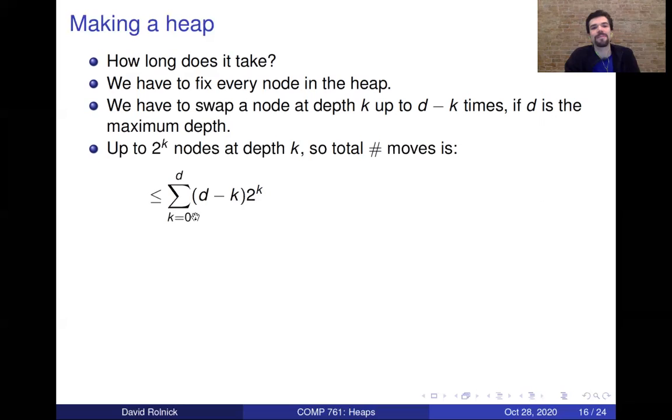So what is this? We're summing this from k equals 0, which is the root node, which there's only one root node, but you're going to have to swap it a lot to get it all the way down. And you're going all the way down to depth d, where there are a lot of nodes, but you're not going to have to swap them many times. And this is sort of the key to why there's a savings in making a heap, because you have to do a lot of swaps, but only for the nodes which are higher up the heap. And the nodes which are higher up the heap, there aren't that many of them.